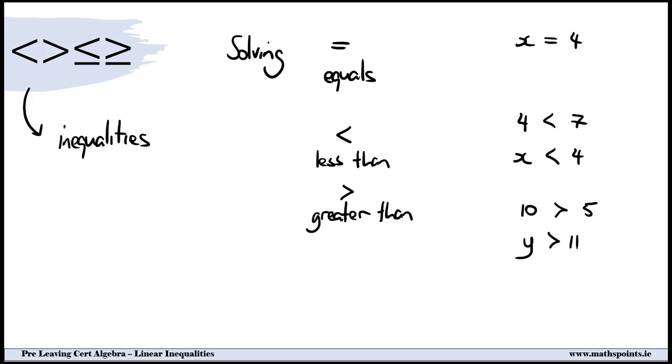The last two symbols are just extensions of the two we've written up already. So this is less than, and if you draw a line underneath it, it just means less than or equal to.